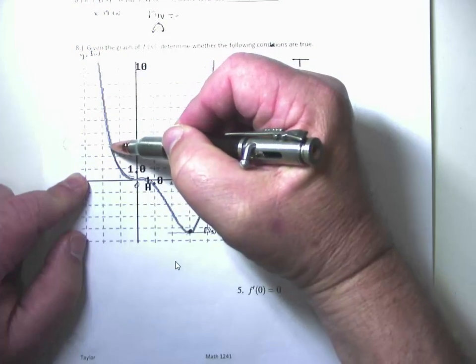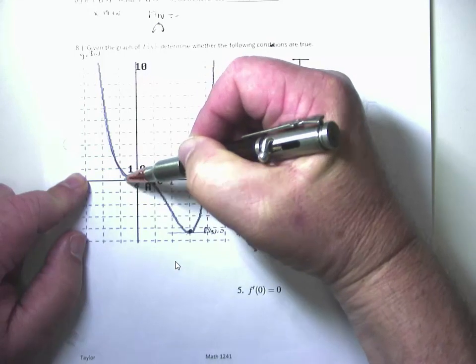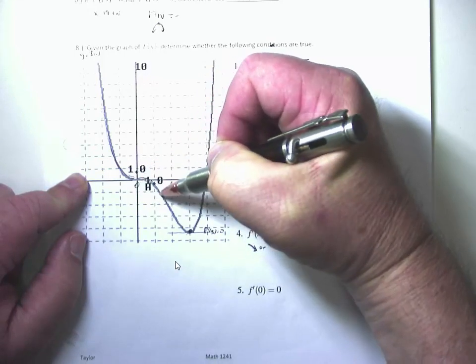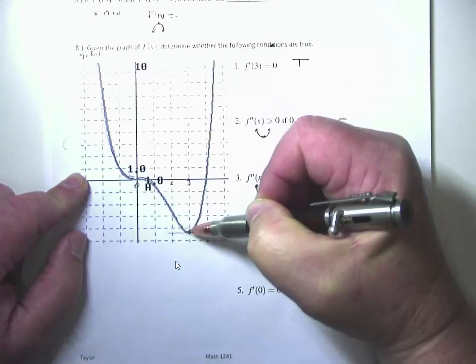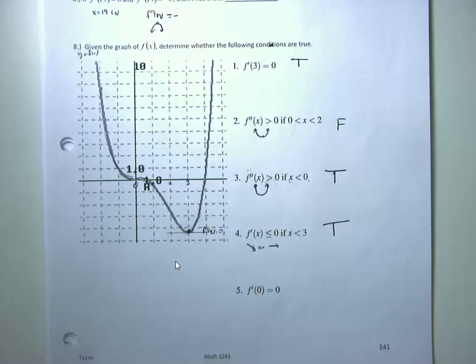That means the derivative is negative, negative, negative. What's happening right there at 0? It's a horizontal tangent line, but then it goes to decreasing again until it gets to 3, horizontal, and then it starts to increase. So this is true. As you read a graph from left to right, the graph is going down. It is decreasing.